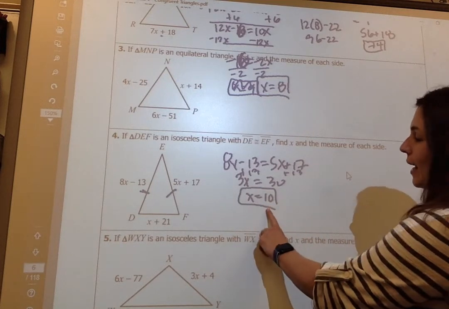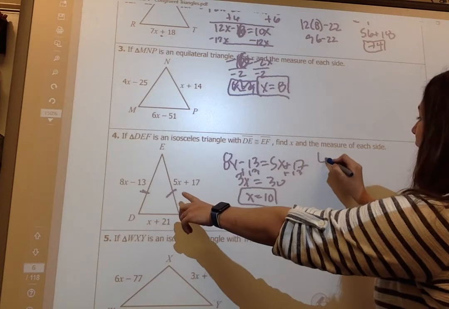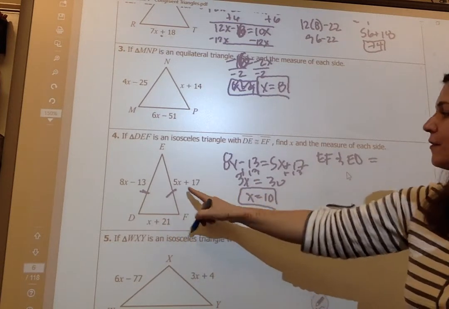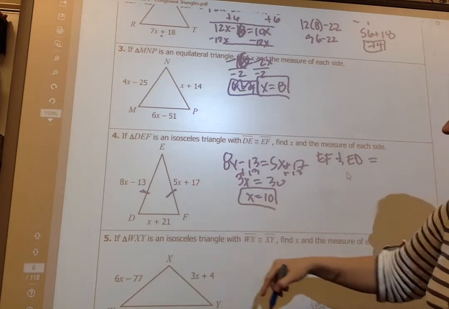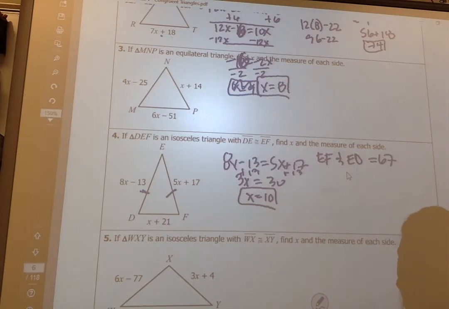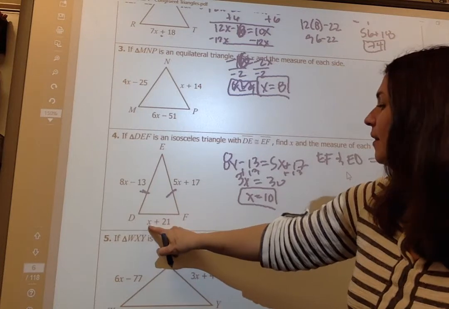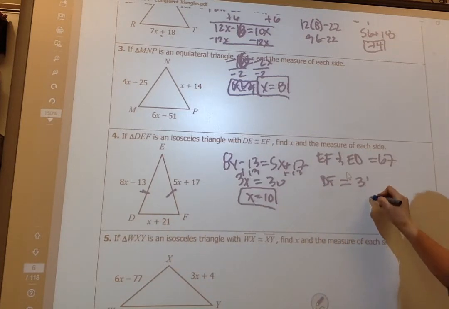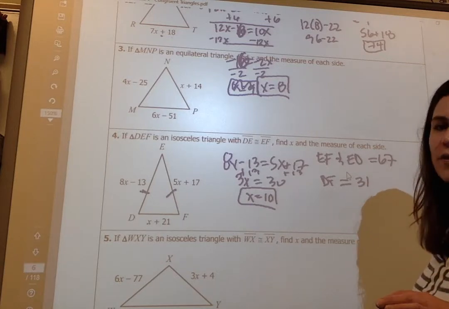So x equals 10. So side EF and side ED are going to be the same. So that's 50 plus 17 is 67. So they have a length of 67. And then this guy down here, DF, is going to be 31. Okay, so that's how we solve using algebra.